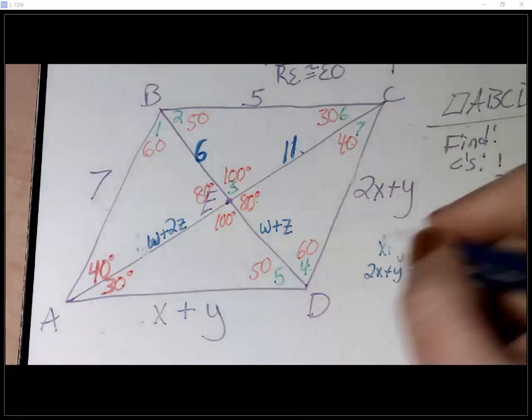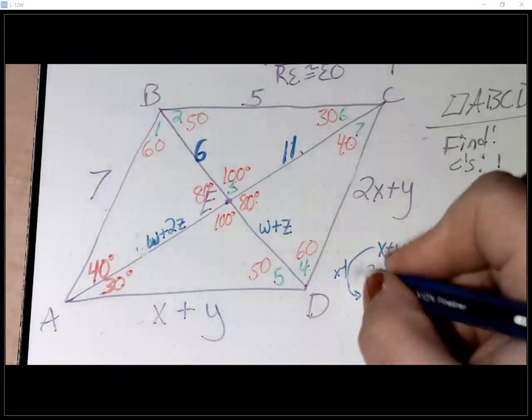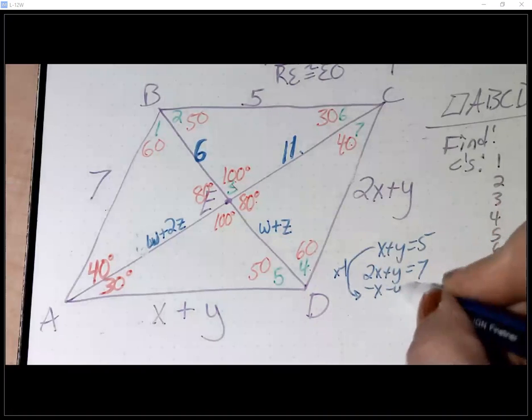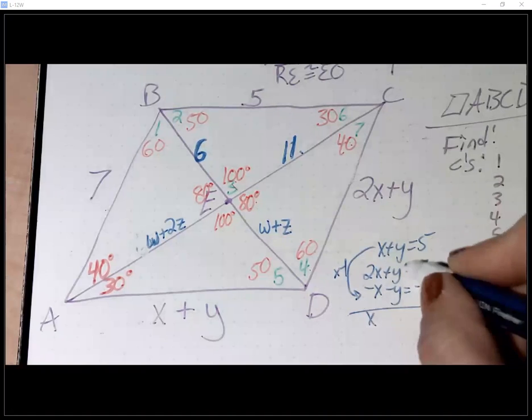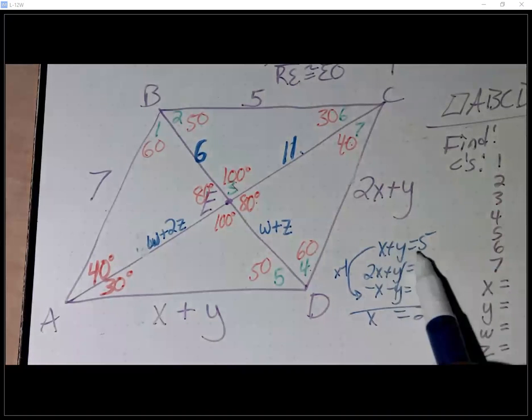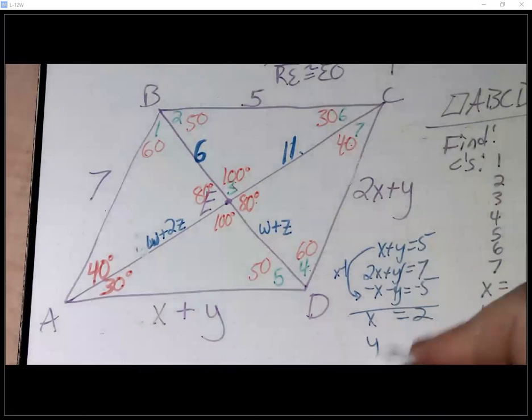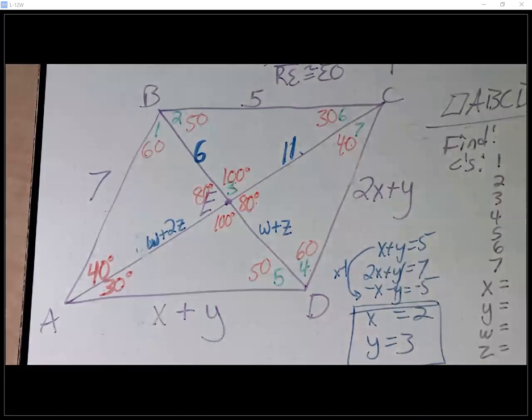If I took the top one and multiplied it by -1, I'd get negative X minus Y equals -5. Now I can add these two together. The Y's are gone, and X is just 2. Once I figure out that X is 2, I can plug it back into the top equation. That means Y has got to be 3. Did you get 2 and 3 for X and Y? Good. The last one, I basically have to do the same thing for W and Z.